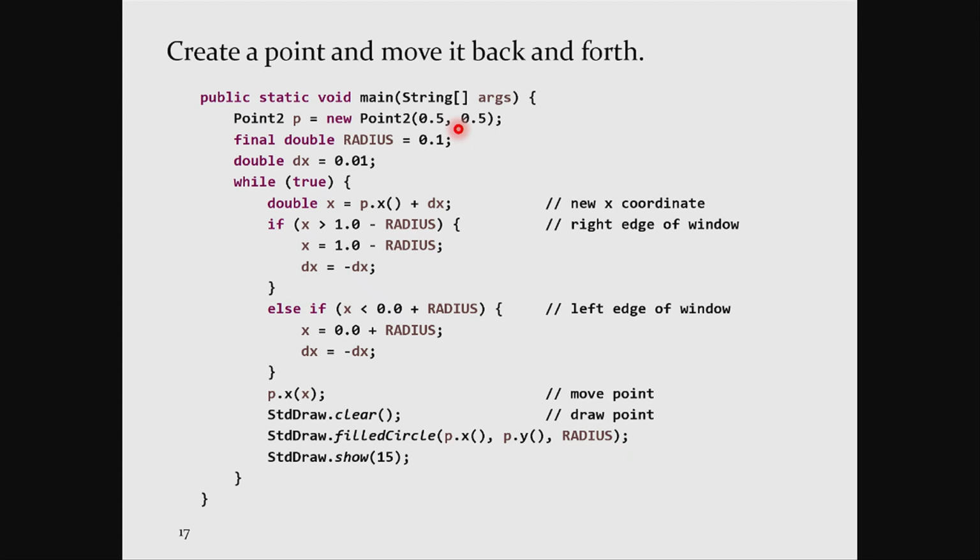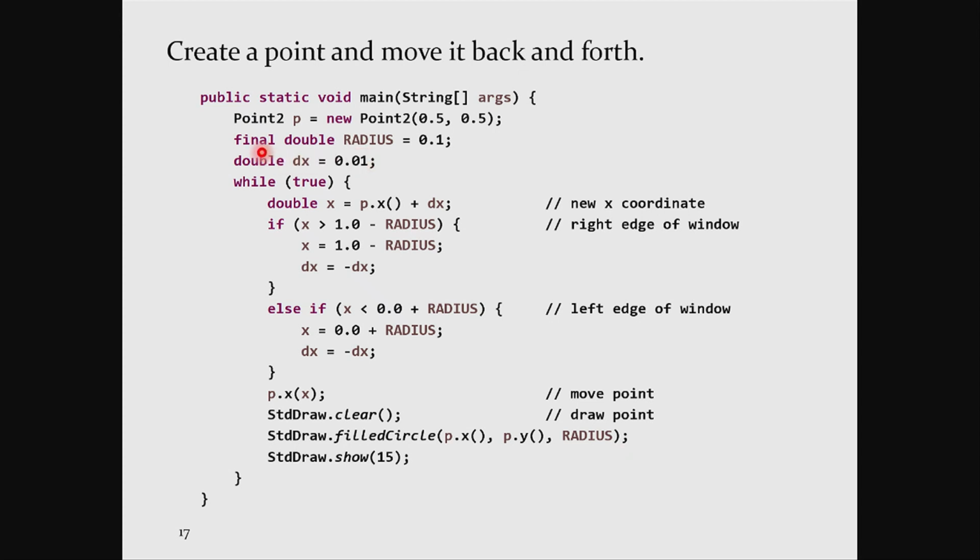Okay, so that's what we're going to do with this, and then we're going to start to move it around. This is a little something you haven't seen yet, right? final double radius = 0.1. So that looks like a variable declaration, right? It is. I told you variables should always be in lowercase. It's not, right? It's in all caps.